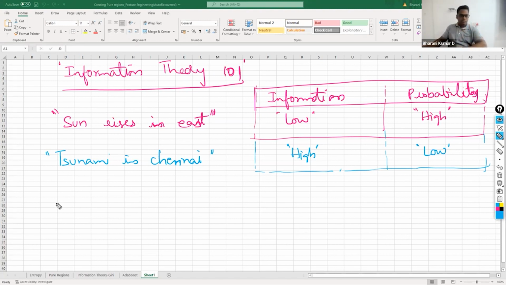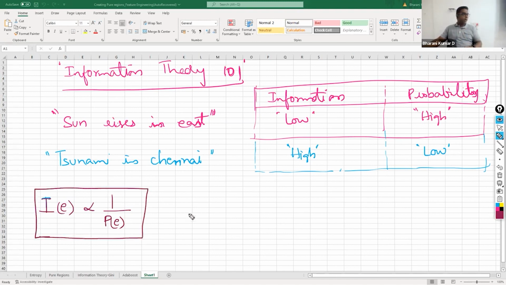So can I say that the information contained in any event is inversely proportional to the probability of that event? If the probability is high, information is low. If the probability is low, information is high. That means information and probability values are inversely proportional to one another. And we usually take the log when we feel that calculations will become simpler.